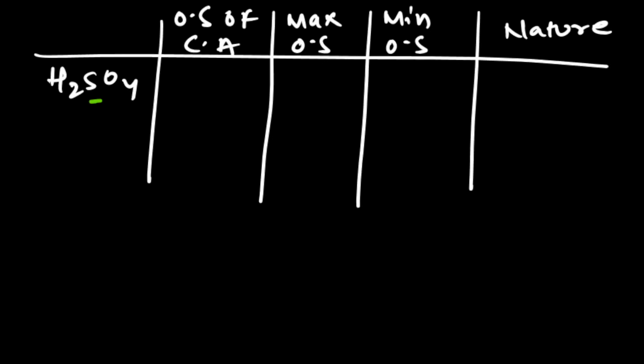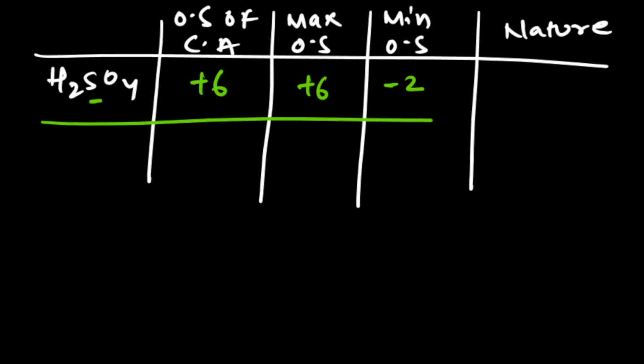Now, right now, the central atom oxidation state in H2SO4 is +6, right? Maximum oxidation state of sulfur is +6 and minimum oxidation state is -2. Now, here in H2SO4, if it is present in its maximum oxidation state, what is the nature of H2SO4?